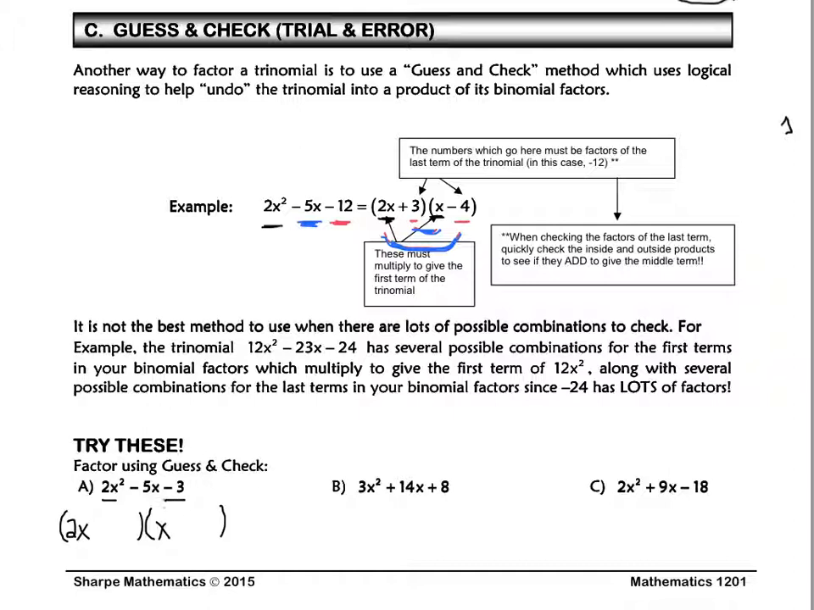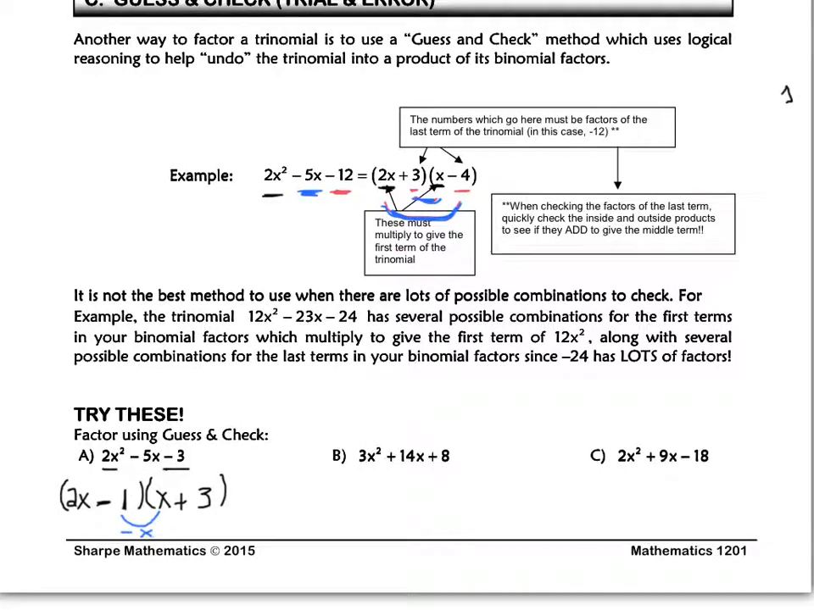And then you look at the negative 3. So you need two numbers that multiply to give you a negative 3. So if you put in, for example, a 1 here and a 3 here, and put the negative here and the positive here, that will multiply to give you a negative 3. You will get 2x squared for the first term, and the last terms will multiply to give you negative 3. But if you check the inside product, you get negative x, and then the outside product, you get positive 6x.